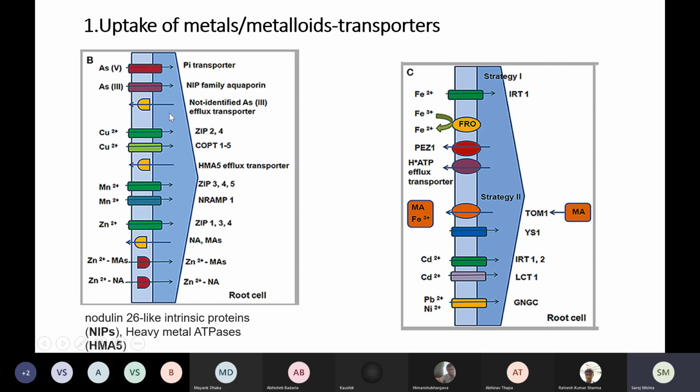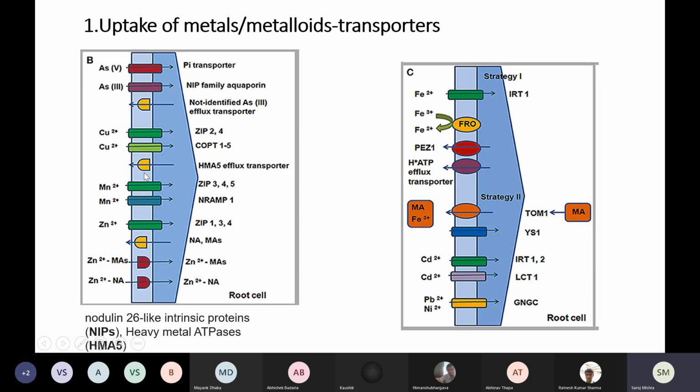That is, if you have too much of a metal accumulated inside the cell, for example the trivalent arsenic, then these efflux transporters will be able to pump this extra arsenic out of the cell. This simply operates on the principle of diffusion. The concentration of the metal is too much inside the cell, so they just pump it out. So these are called efflux transporters.